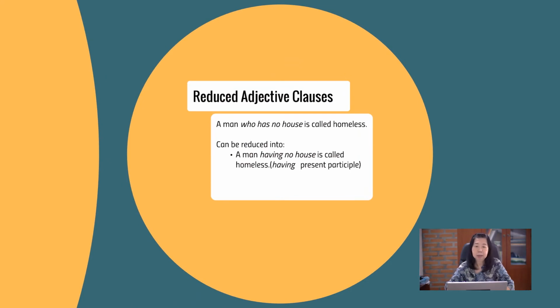Another example, a man who has no house is called homeless. Who has no house? Who is the subject. This clause can be reduced into a participial phrase, having no house. A man having no house is called homeless. Having is a present participle.